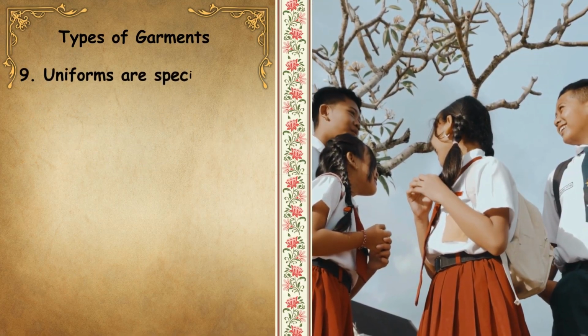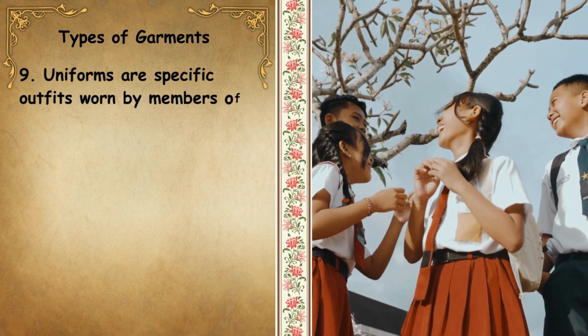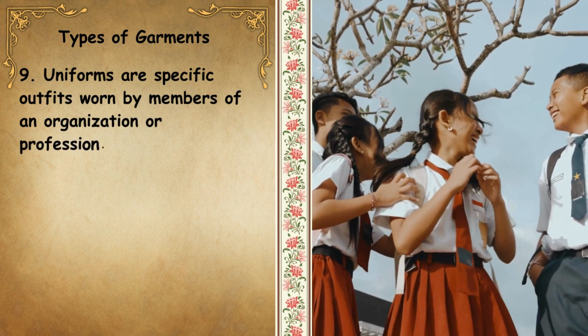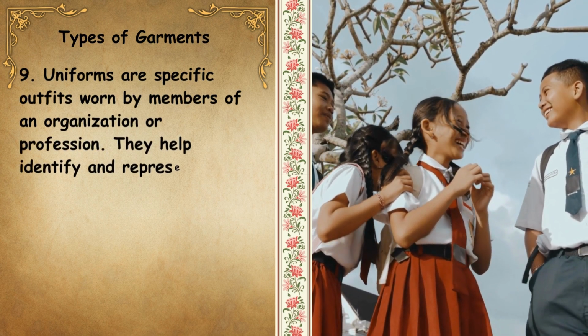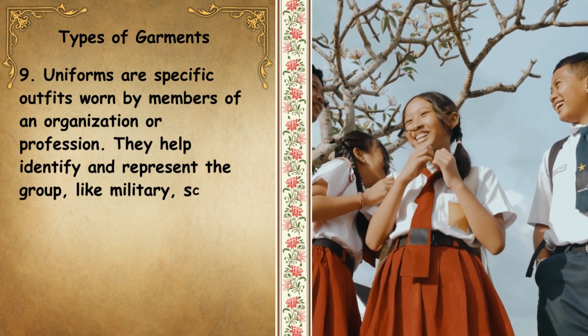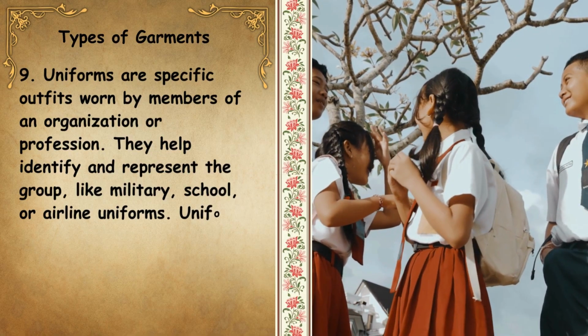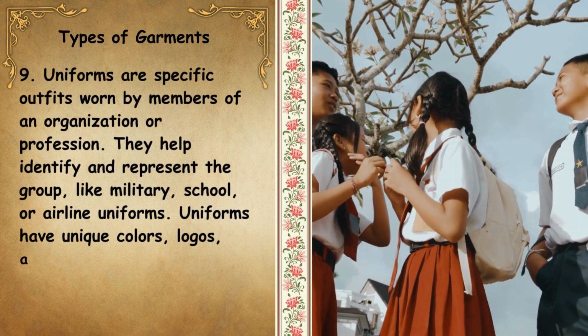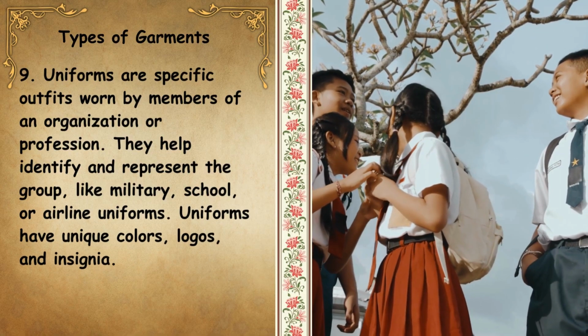9. Uniforms. These are specific outfits worn by members of an organization or profession. They help identify and represent the group, like military, school, or airline uniforms. Uniforms have unique colors, logos, and insignia.